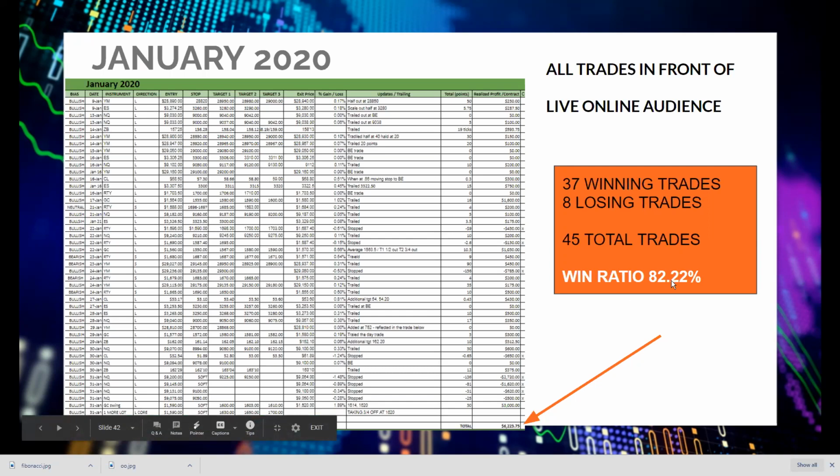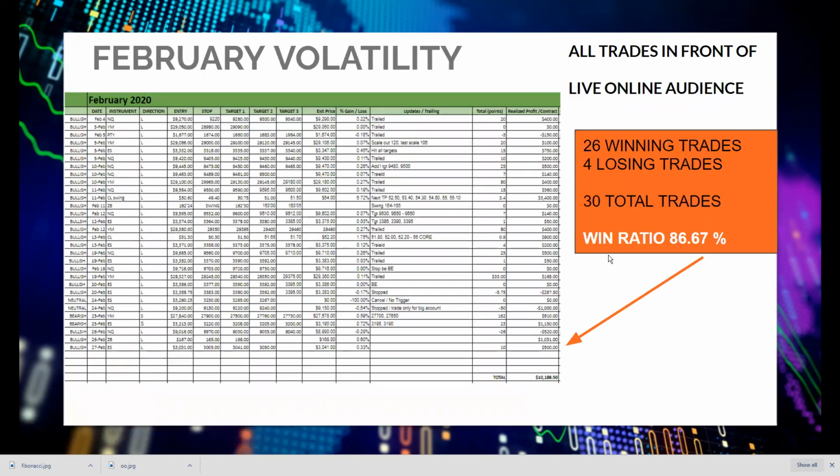So win ratio in January, 82%. You can see the number of trades, the winning trades, the losing trades. This is the month of February, and this is only day trading. 26 winning trades, 4 losing trades, 30 trades in total, 86.67%. What I forgot to mention is that the results right here are calculated per contract, per trade.